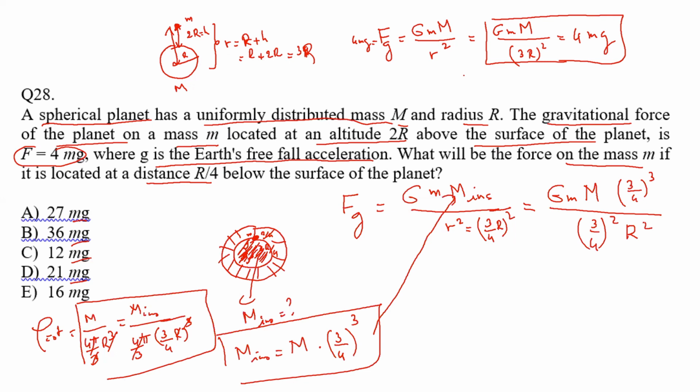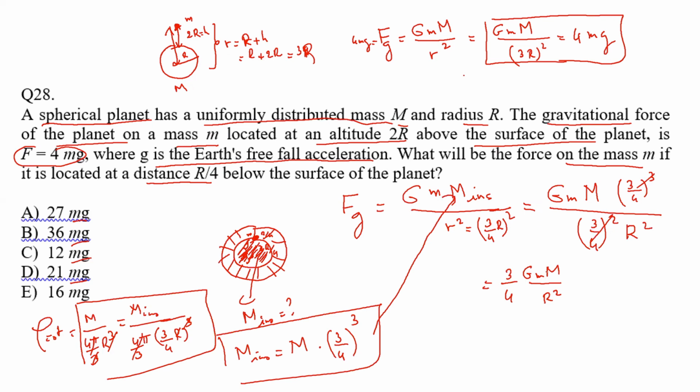Okay, good. But remember something. Let's do it properly. So what I will have here, of course, is this, and this and this will go away. So I will have what? 3 divided by 4 GMm divided by r square. Okay, good.